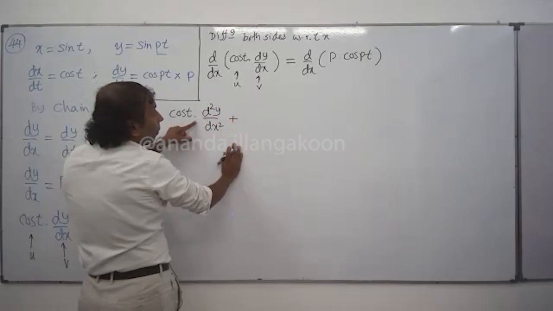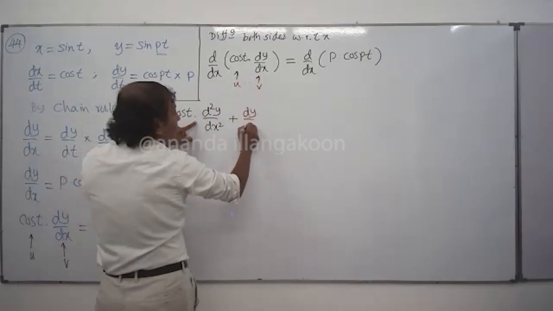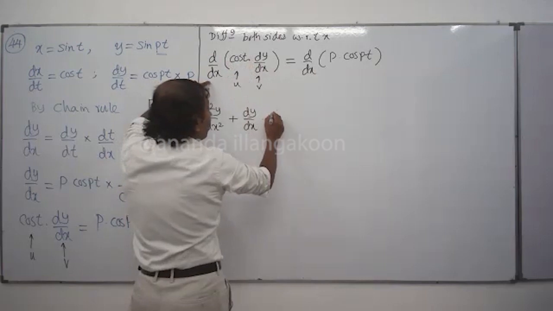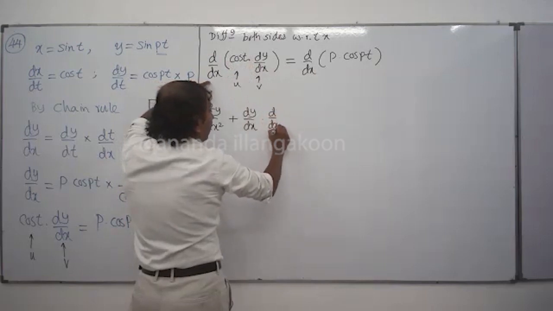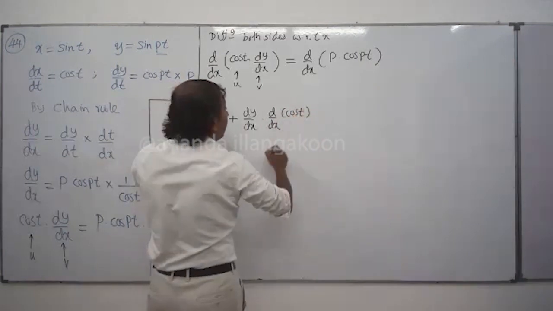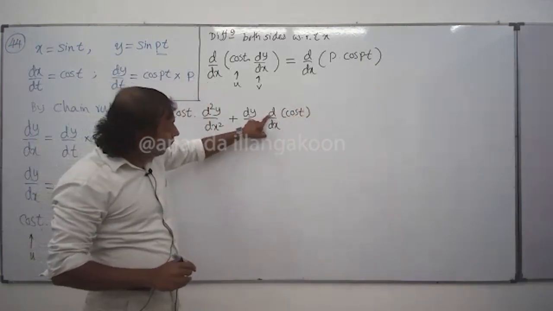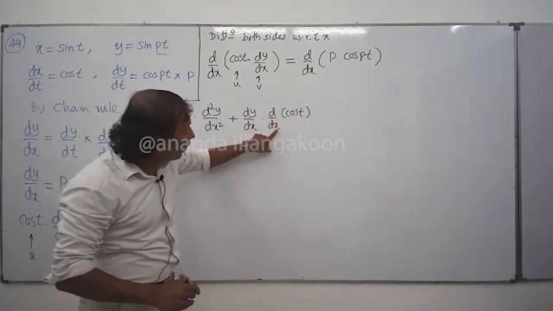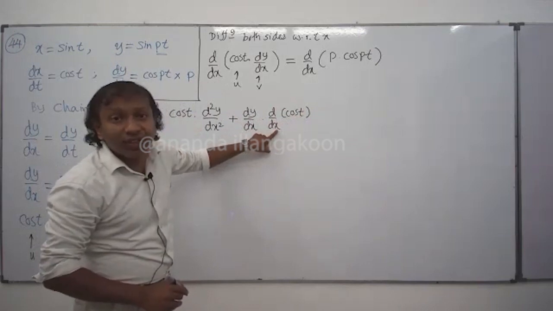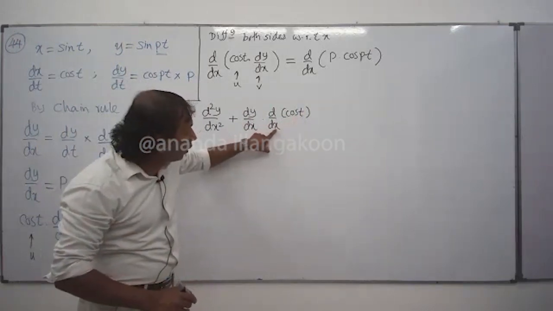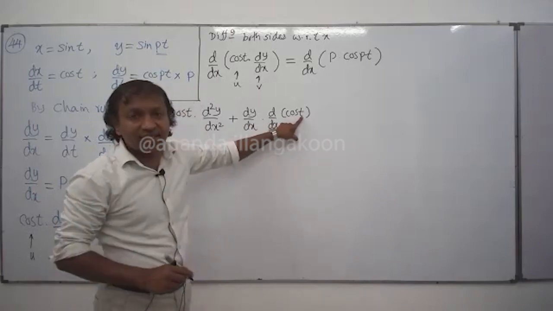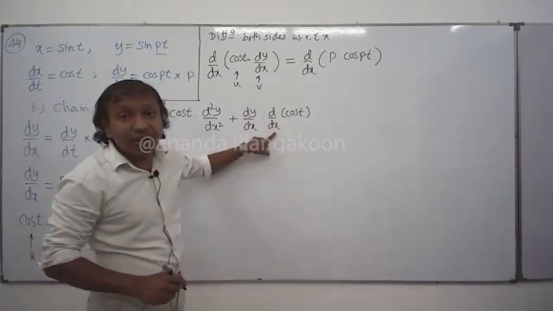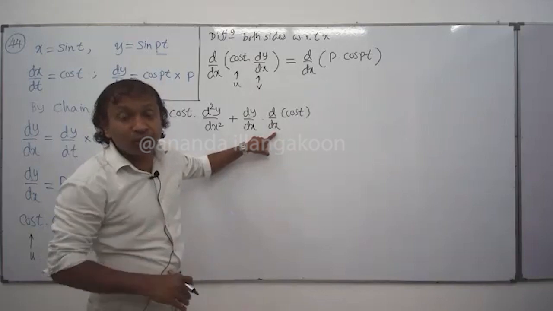Now keep this dy by dx as the same, and this cos t we have to differentiate with respect to x. Remember, people, d stands for differentiate. Here we have t, but we are asked to differentiate with respect to x. In order to do that, the letter should be x, but there we have t. Therefore, straight away we can't differentiate this cos t with respect to x. Wait for a while. In the next step, I'll explain how to take that one.